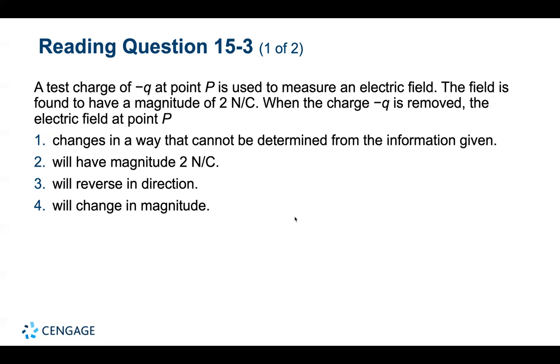The test charge of minus Q at point P is used to measure an electric field. The field is found to have a magnitude of 2 N/C. When the charge minus Q is removed, the electric field at point P, and we want to figure out what that is, the answer is it will have a magnitude of 2 N/C.